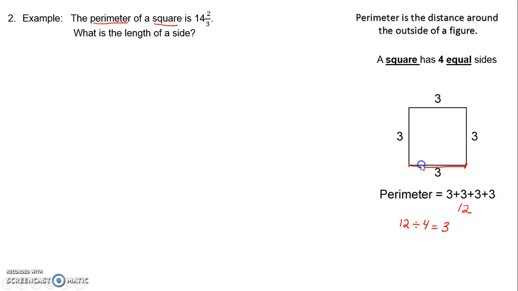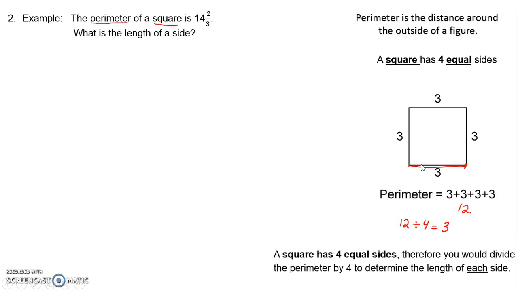And the hint that Mrs. Connor gives you is that a square has 4 equal sides, therefore you would divide the perimeter by 4 to determine the length of each side. So let's just go ahead and do that. Let's take our perimeter of 14 and 2/3 and divide that by 4. 14 and 2/3 divided by 4 will give us the length of just one side of that square.